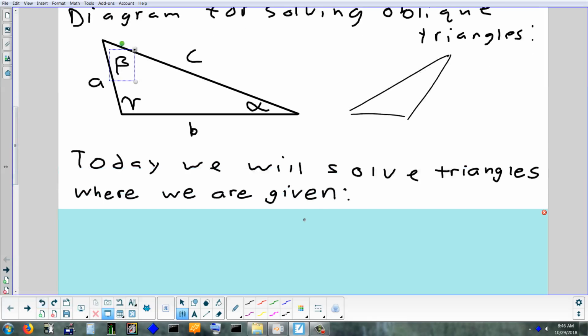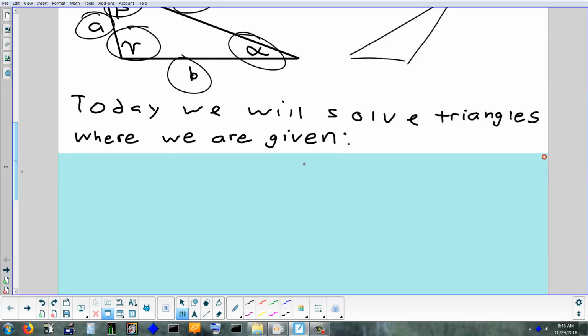There's always 6 pieces of information you have to find. There's 3 sides, 3 angles. Out of the 6, I have to give you 3. You can't solve one of these unless I start you off with 3 pieces of information. And depending which 3 I give you is going to control whether you use what we're going to learn today and tomorrow, or what we're going to get to on Wednesday, which is law of cosines.